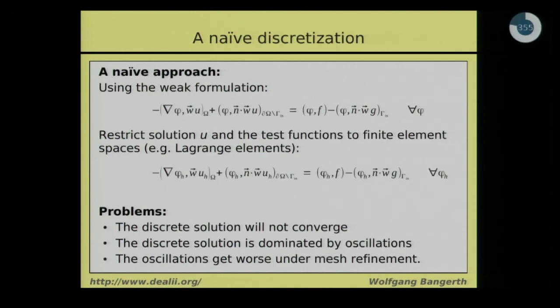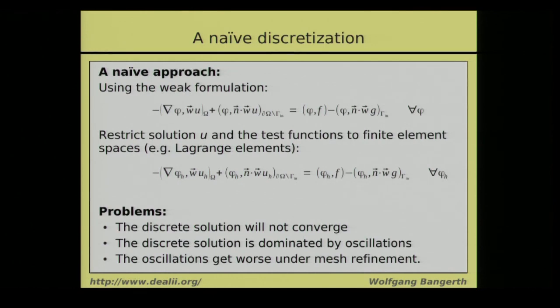Now, I can use a naive approach and just take this weak formulation of the problem. As always, I can restrict u to a discrete space and use test functions only from this discrete space, typically a finite element space such as the Lagrange elements. Then I can write down this discrete weak form and try to solve it. That's what worked for the Laplace equation, and for almost any equation you can think of. So you might think, well, sure, let's do the same thing here.